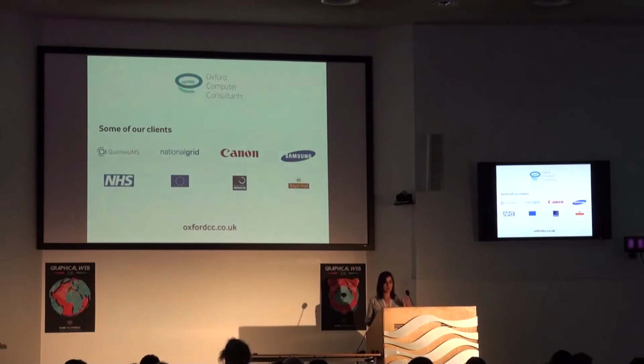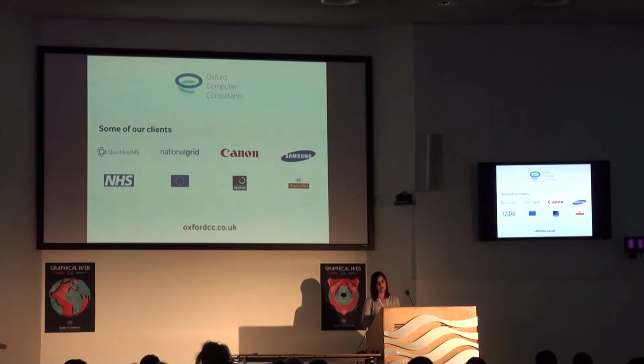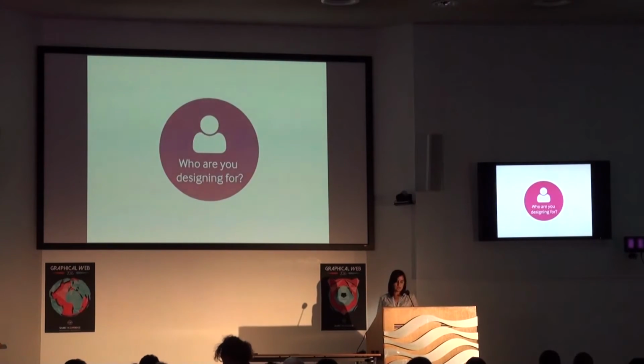So these are some of our clients that I mentioned. We work a lot with National Grid, and a lot of projects for health as well. So our job when we're designing with complex data and designing data visualizations is to make complex simple. The only way to do that is by understanding who the people are who are going to work with that data. What are they looking for?